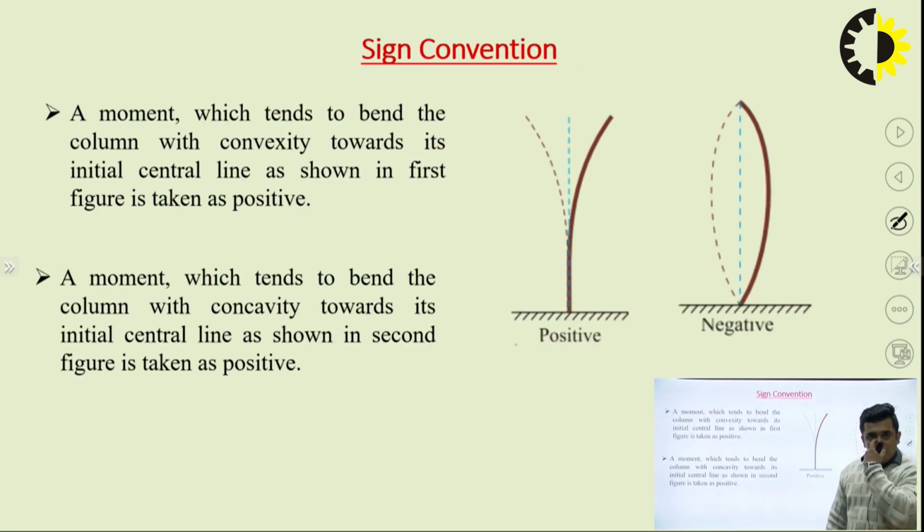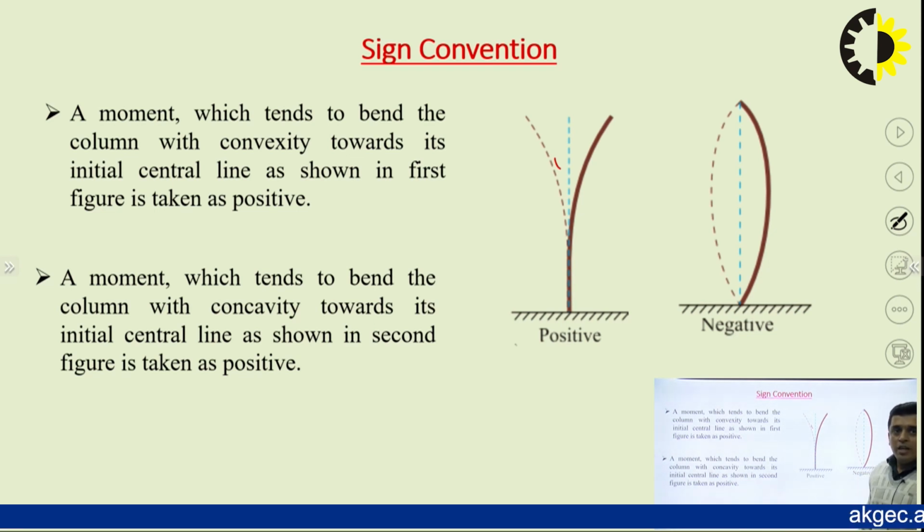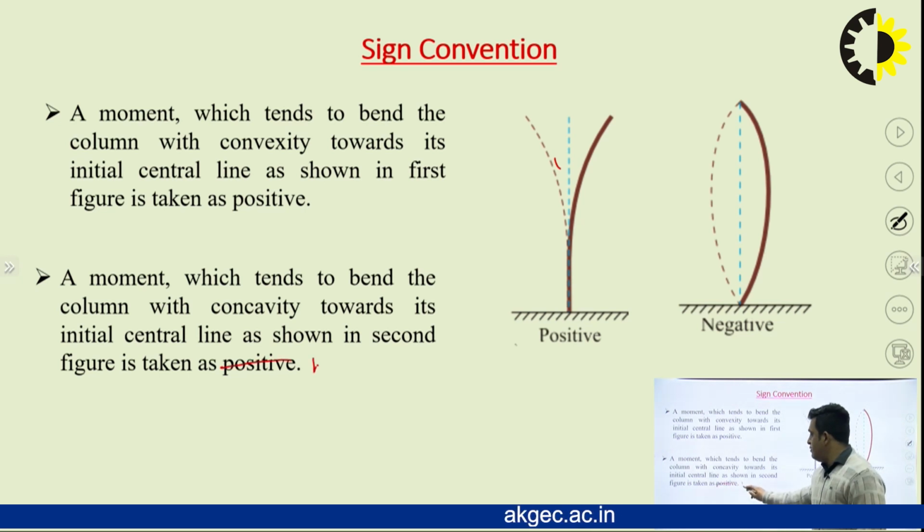Then this is the sign convention: if we are applying the load and the column changes to this condition, then the moment will be taken as positive. If it goes to this condition, the moment will be taken as negative. Means one is a convex shape and this is a concave shape. Concave is negative, convex is positive. Here I have told that this is negative.